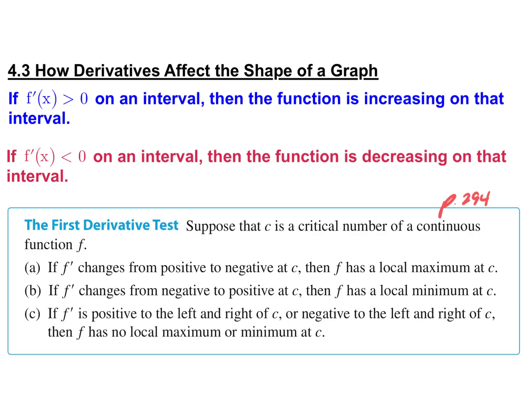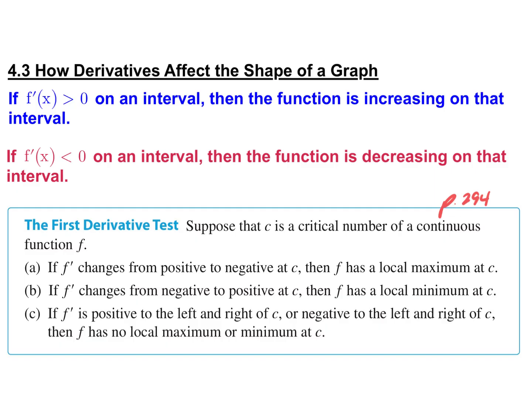And I know you have all this. Sometimes it can be positive to the left and to the right of that value, or negative, so there's no sign change, which means there will not be a local min or max. That's the important piece here. There has to be a sign change. And when we say sign change, we're saying either from positive to negative or negative to positive.